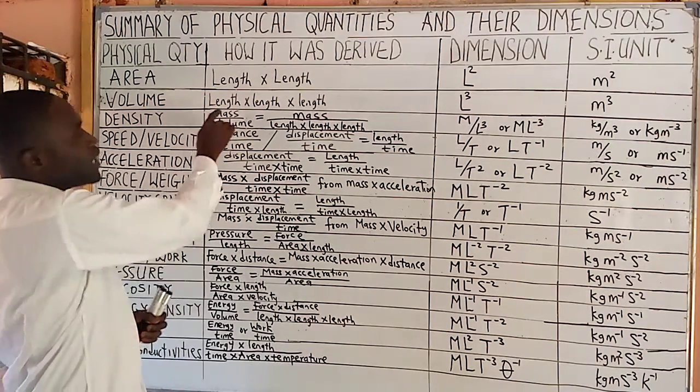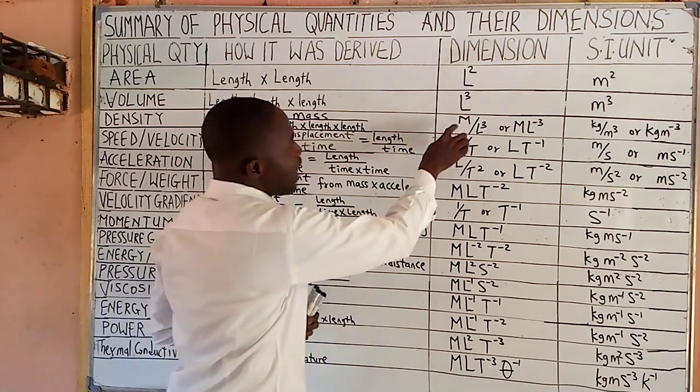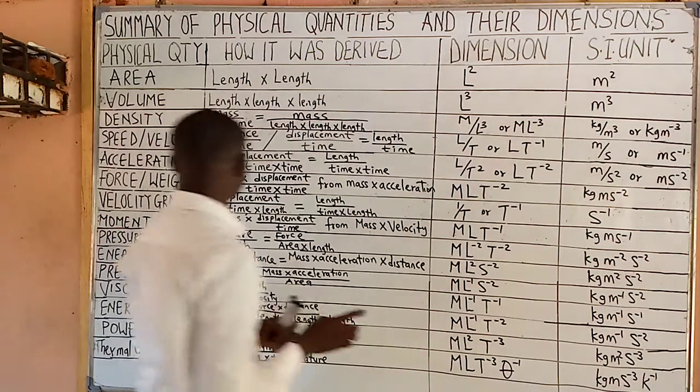Now, for density, it is mass over volume. What is volume? Length times length times length. That means mass over length cubed, and the SI unit is kilogram per meter cubed.